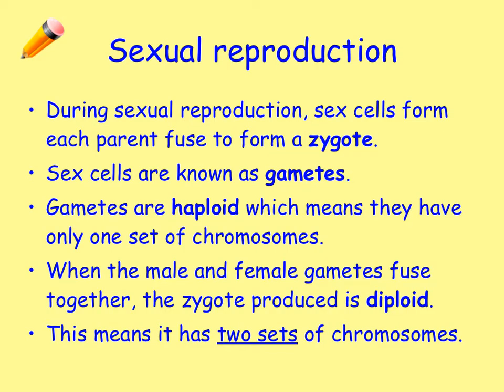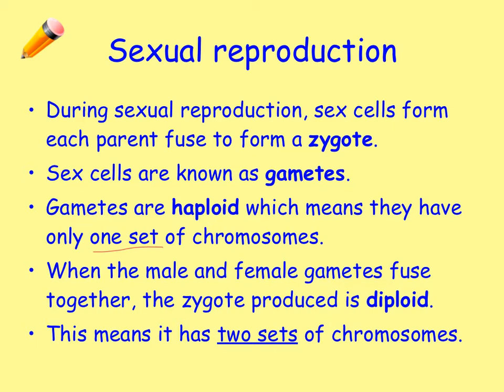So this is just a wee recap of that information, in case you can't read my writing from before. During sexual reproduction, the sex cells from each parent fuse to form a zygote. Sex cells are known as gametes, and you've got the sperm cell from the male produced in the testes, and the egg cell, or the ova as it's sometimes known, produced in the ovaries. Gametes are haploid. That means that they only have one set of chromosomes, and when the male and female gametes fuse together, the zygote produced is diploid, and this means that it has 2 sets of chromosomes.